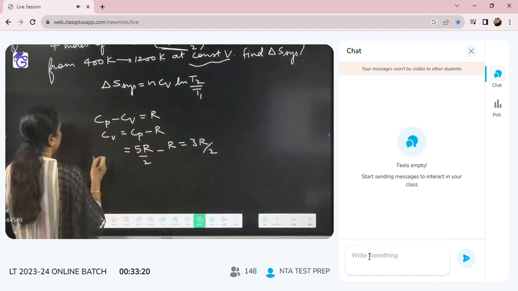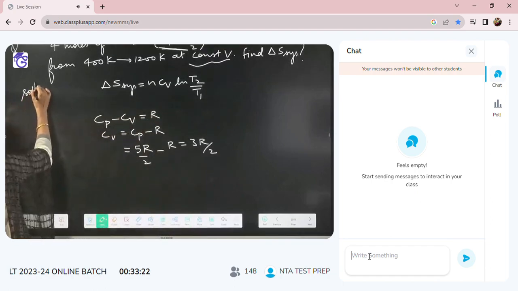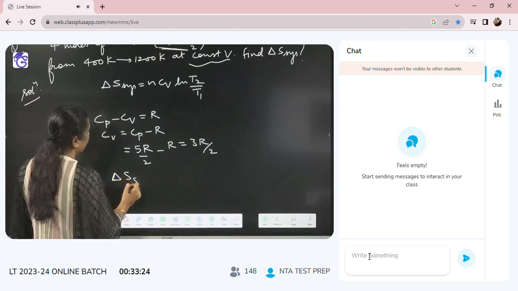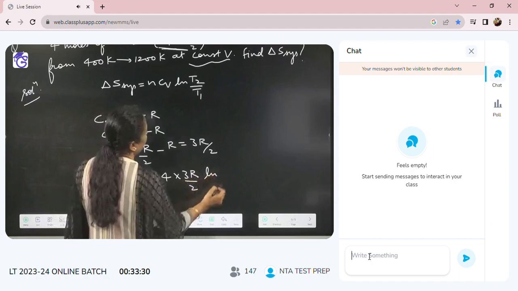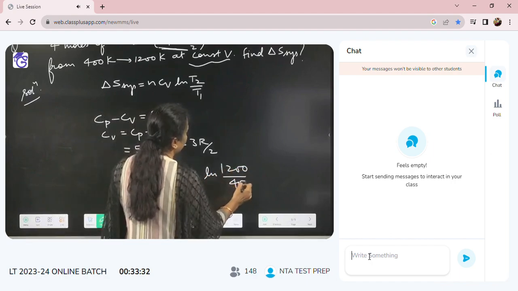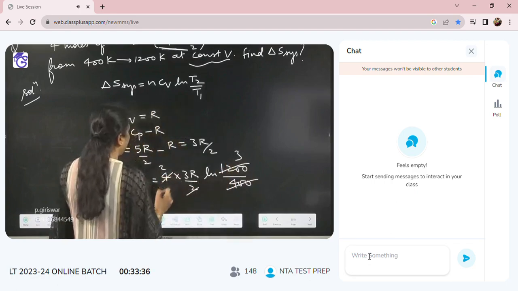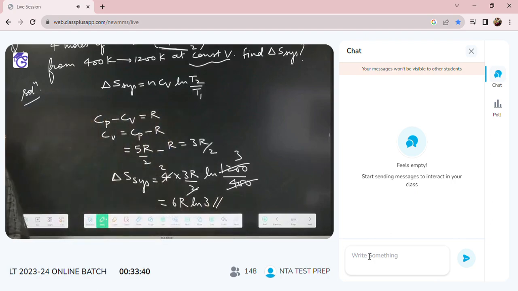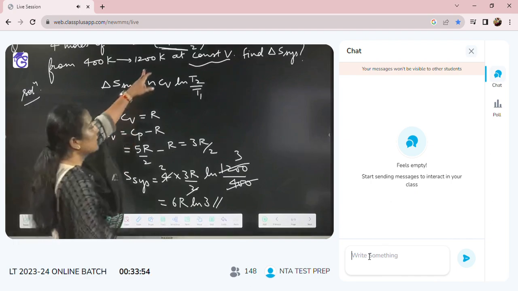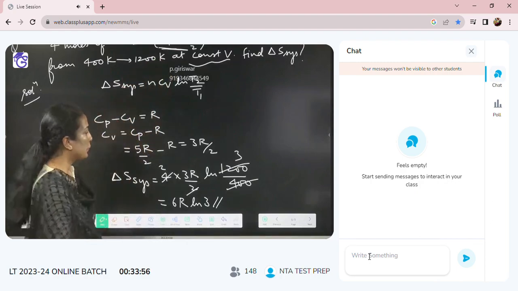Now you place the values here. Do not do it directly. Be careful what data is given to you. For delta S system, I have given you 4 moles, Cv value, ln of 1200 upon 400. So you have here 6R ln 3. That is your final answer. Able to get that? Good. Many of you have given the correct answer. Wonderful. And those who have given the wrong answer, identify where you went wrong. Only the Cp value might have troubled you people.